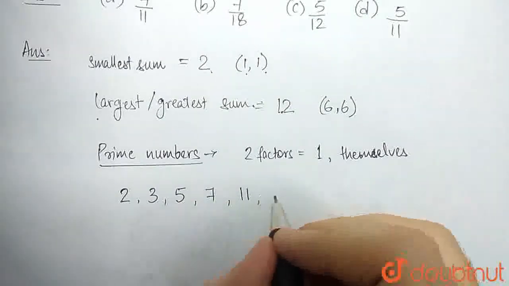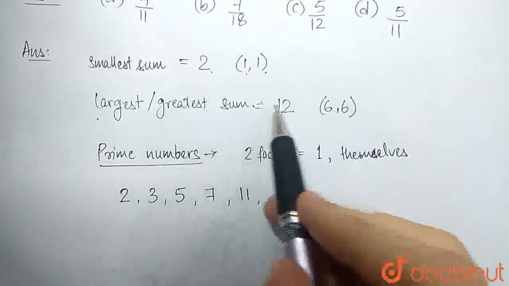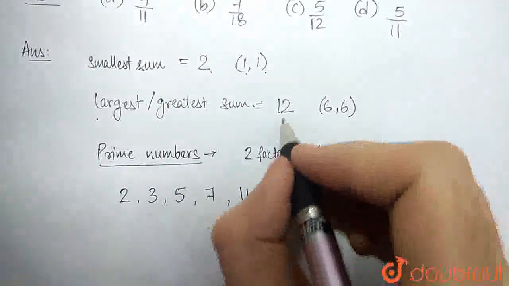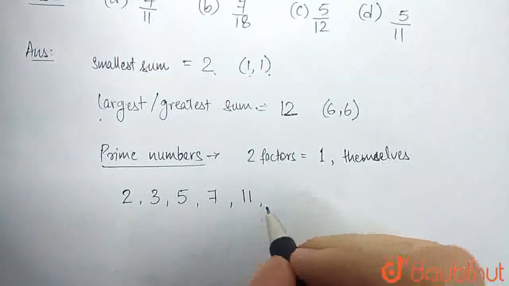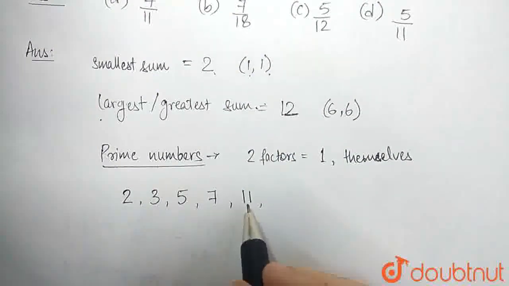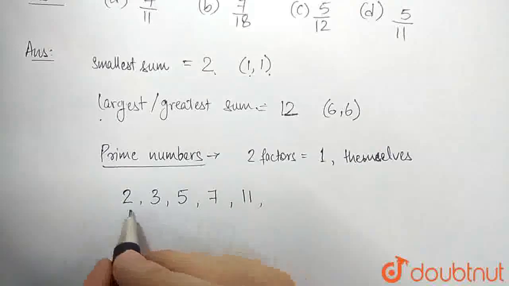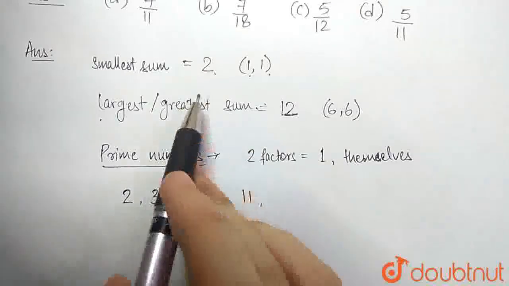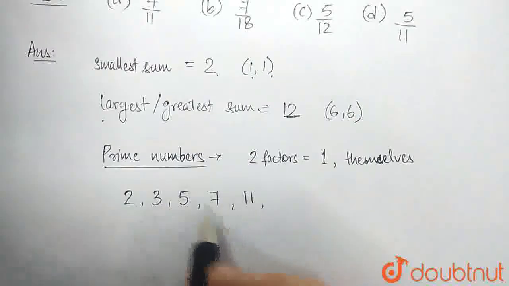Now the next prime number is 13. Now, since the largest sum possible is 12, we can't have 13 as an outcome. Therefore, we won't be considering 13 here. So in total, we have 5 possible sums which can come up when we throw 2 dice, right? Now, how many outcomes of a throw of 2 dice give us these sums?